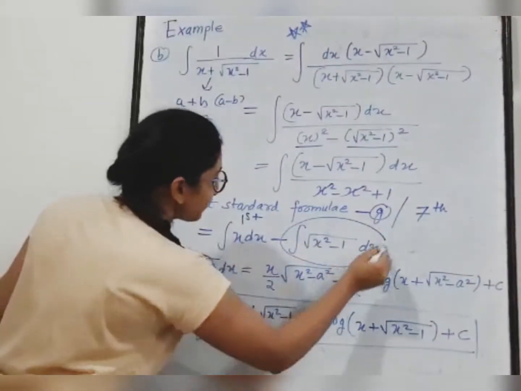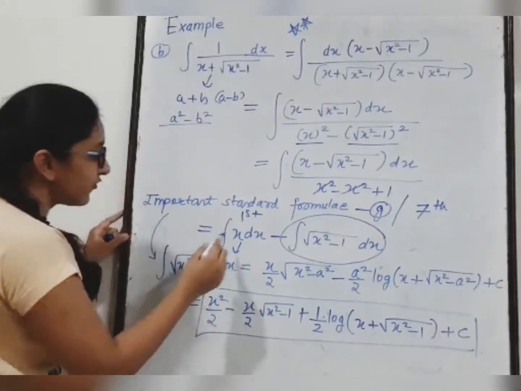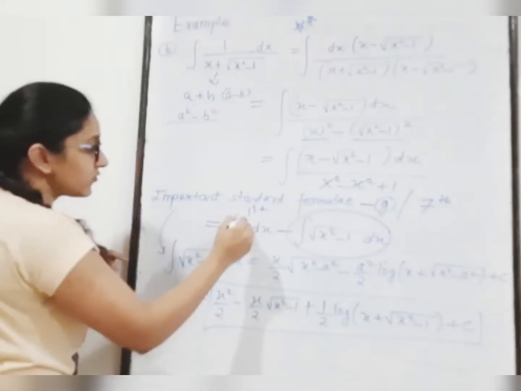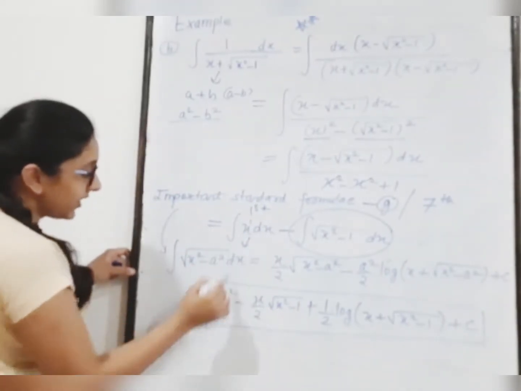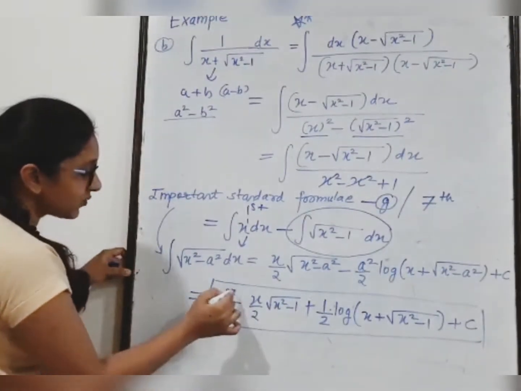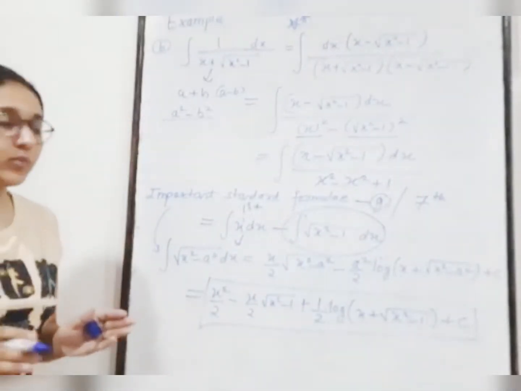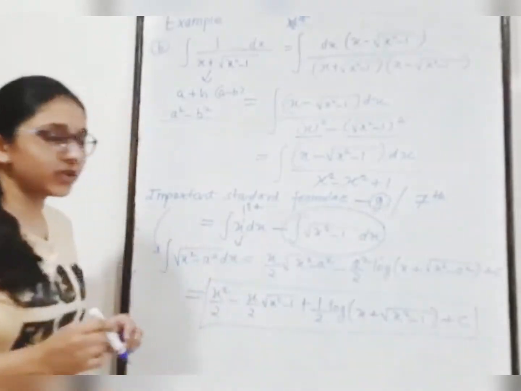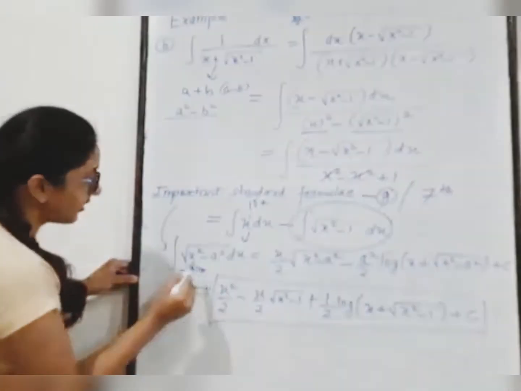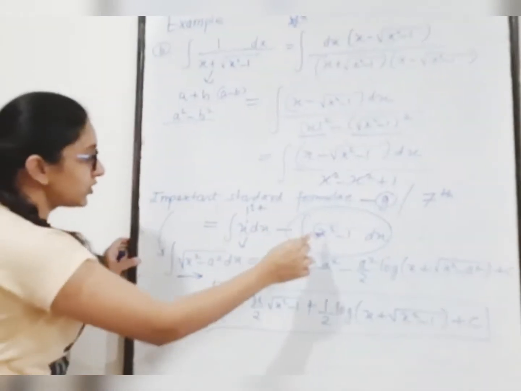Now here, this is easy to solve. We will use the formula of x to the power n, where n is 1. So this will be x square by 2, that is x to the power n plus 1 divided by n plus 1. Now for this, we will use the important standard formula number 7, which is stated here. So we just have to put the variables.